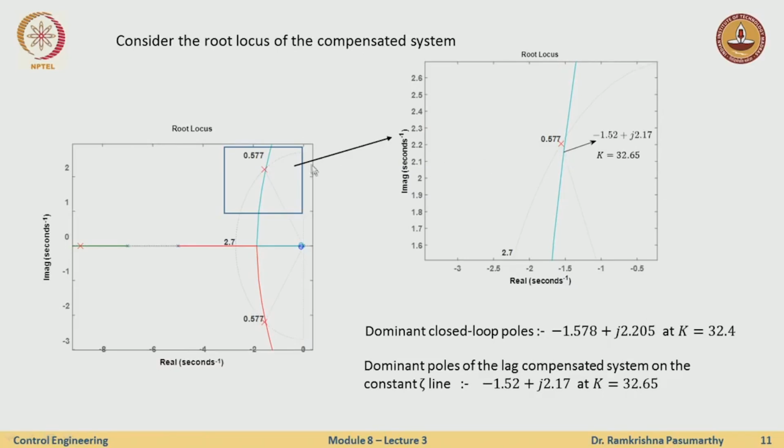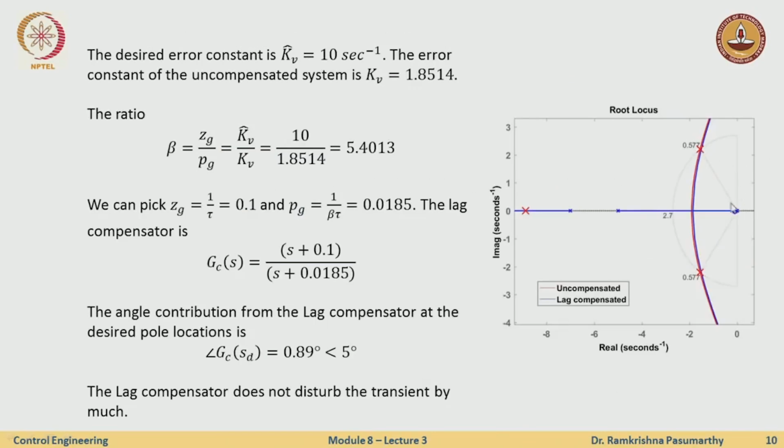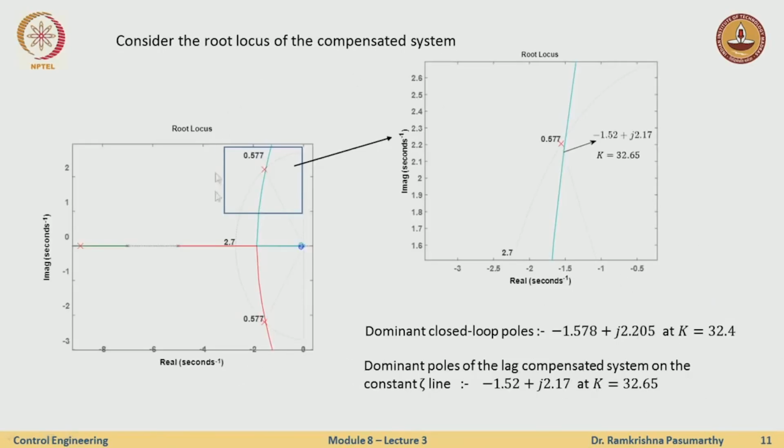A constant zeta line would ensure that the peak overshoot does not change at all. But if we are more interested in the settling time, then I would look at the intersection with the constant omega n line and then choose the gain appropriately. It depends on what kind of specifications I am looking at. So this slight gain adjustment is done by the root locus, by looking either at the constant zeta lines when my peak overshoot is more important, or the constant omega n line when the settling time is more important. So this is the basic design procedure for a lag compensator.